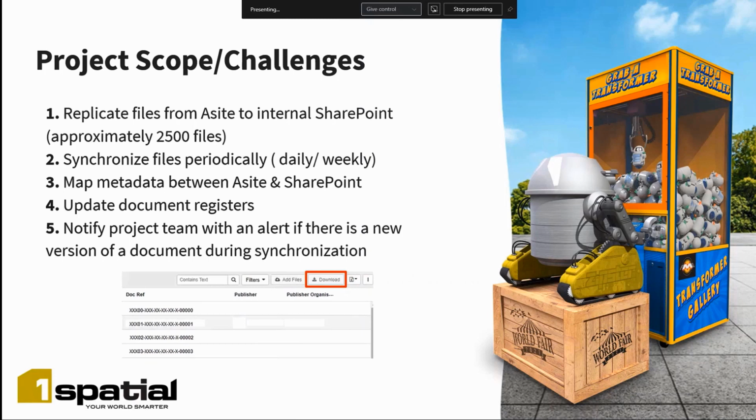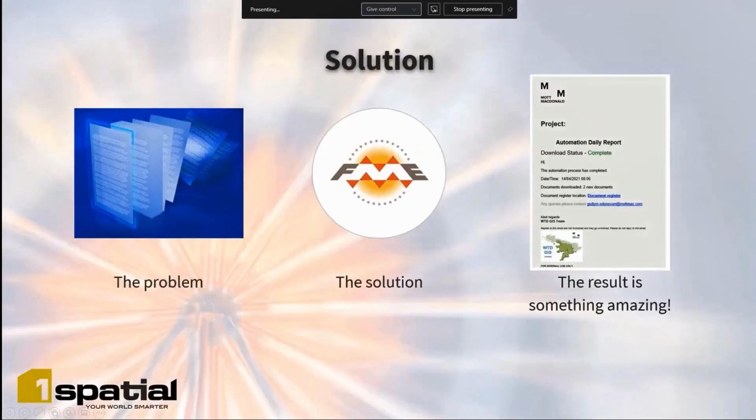Number 3 was to map metadata between A-Site and SharePoint. Number 4 was to update the document register for the project team. And number 5 was to notify the project team with an alert or a notification if there was a new version of the document downloaded during the synchronization.